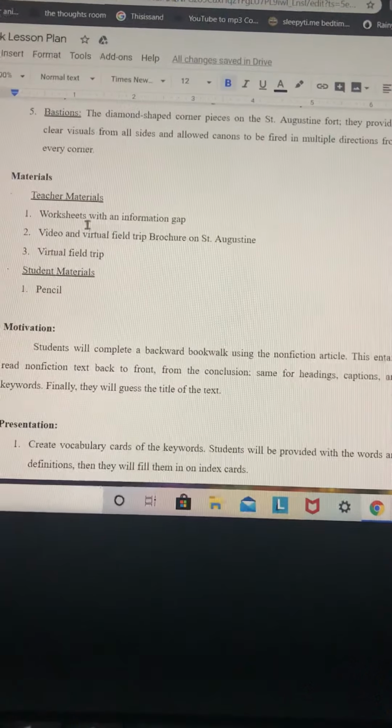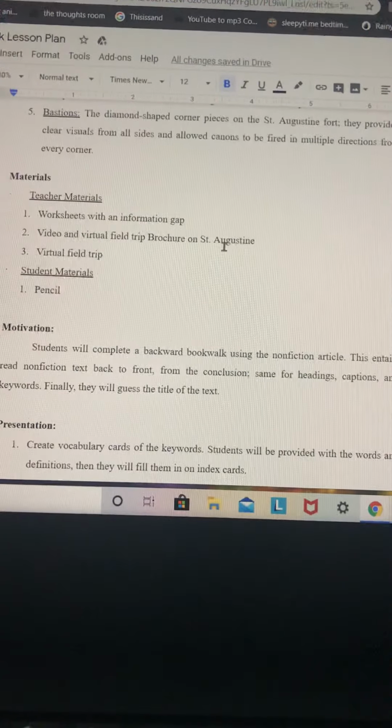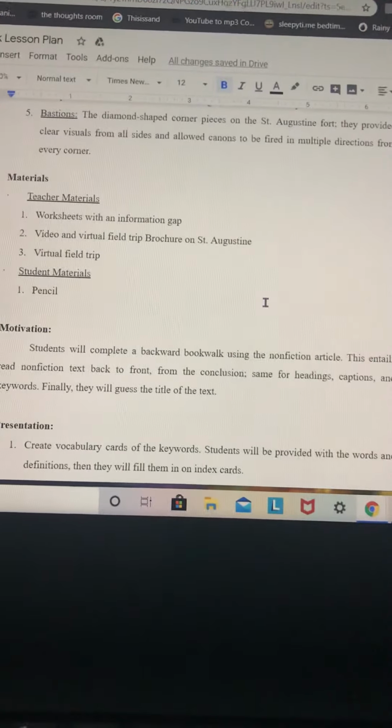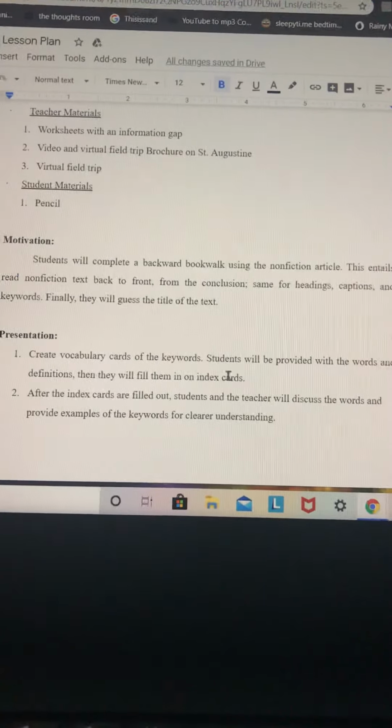So the teacher materials would need a worksheet to give the students. We have video and a virtual field trip of the fort, and then students just need their pencil.